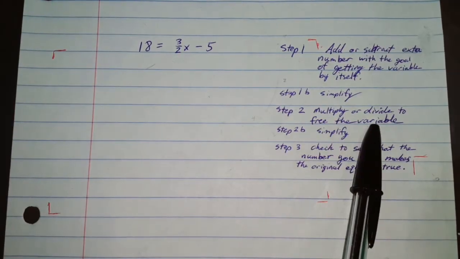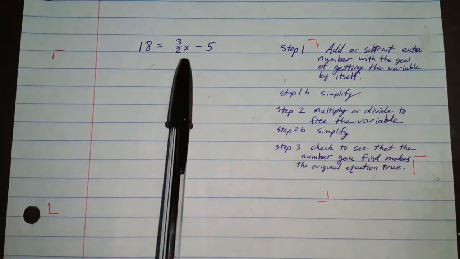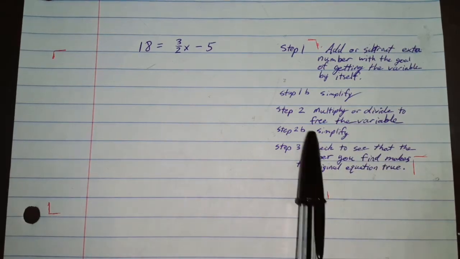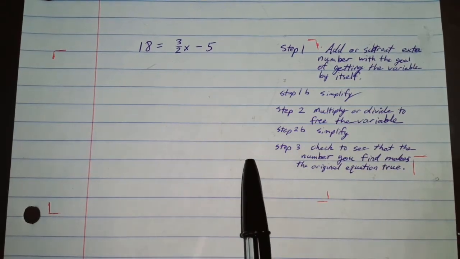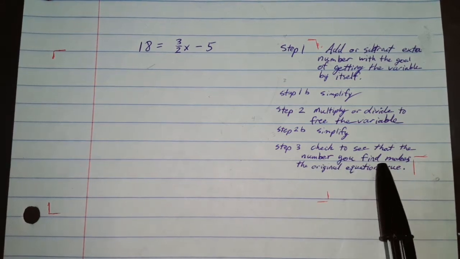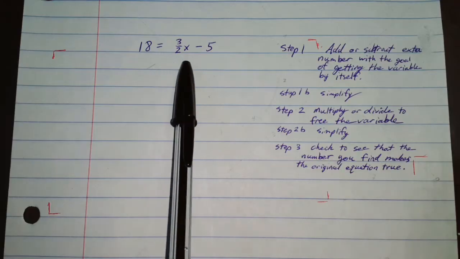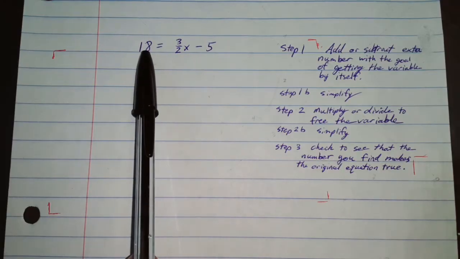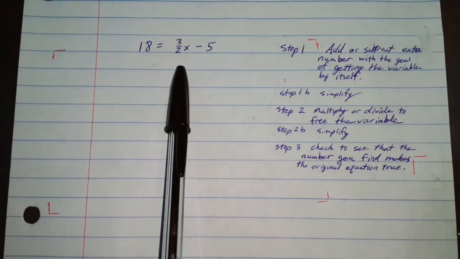The next step is we're going to multiply or divide, again with the goal of freeing this variable. Simplify again, and then when we come to an end result x equals something, we are going to go back and check to make sure that the number we got, when plugged back into this original equation, makes this a true statement.